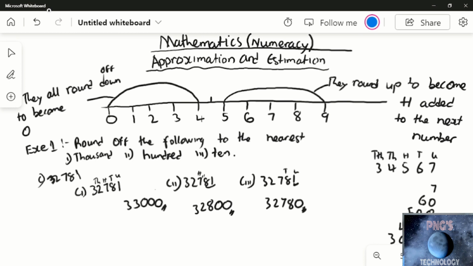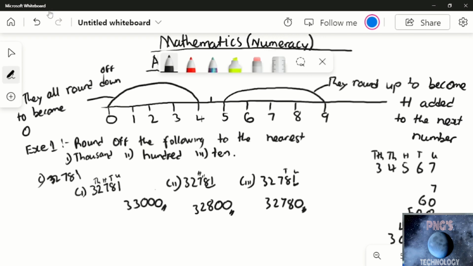So with this exercise, I'll be very convinced that you guys have understood what it takes. All it has to do with approximation and estimation. So let's move into approximation and estimation of decimal numbers.